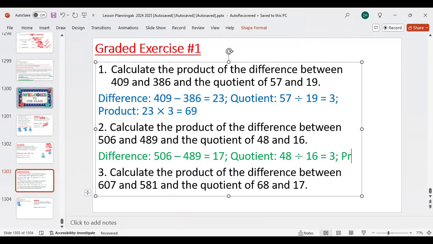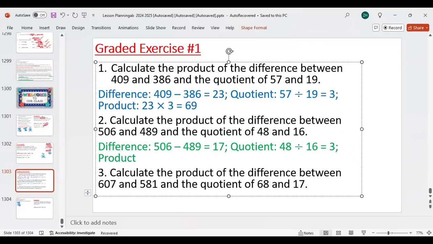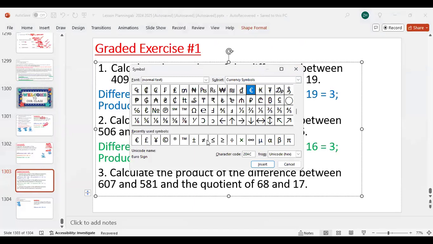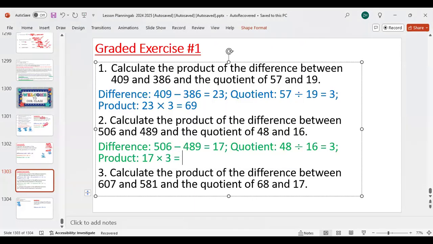And we have to find the product. I'm sorry, I meant to say product. And the product is 17 times 3. 17 multiplied by 3 gives us what? 51. Anyone else get 51? Let me know. I did. Excellent. So 51 is correct.